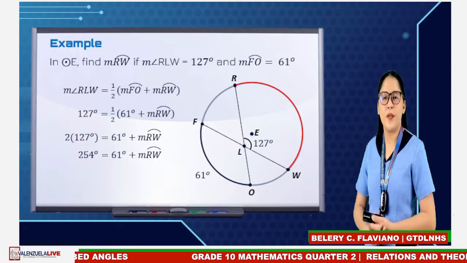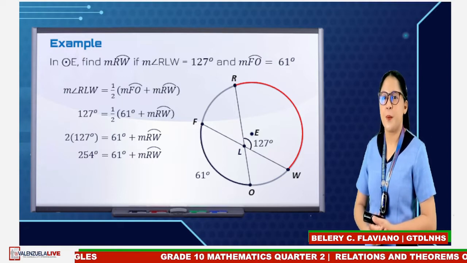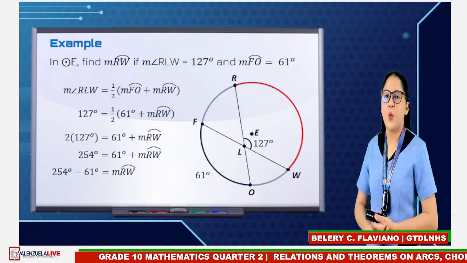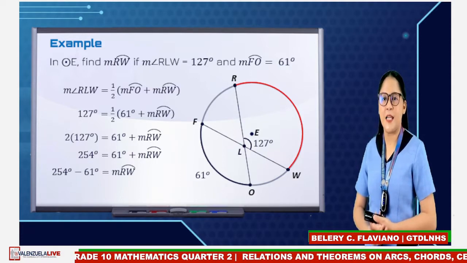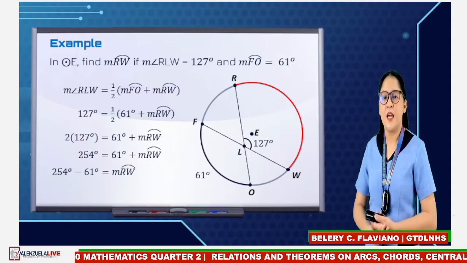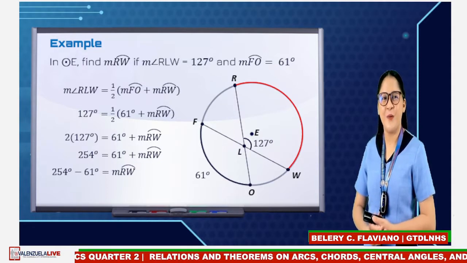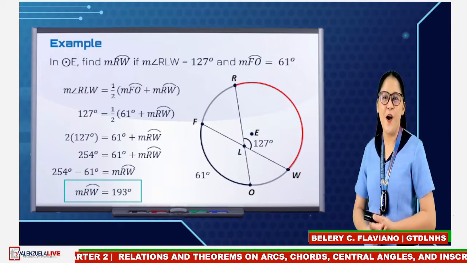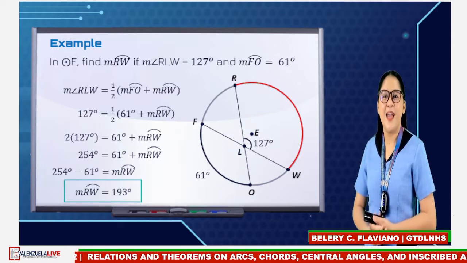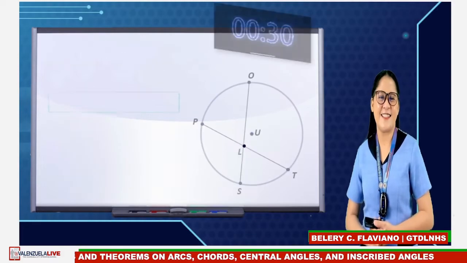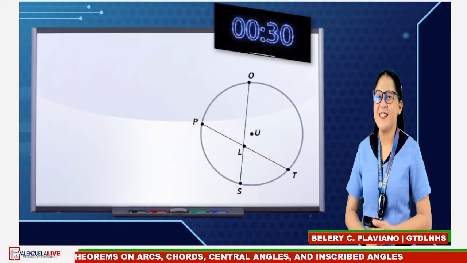Next, we are going to apply the subtraction property of equality. So we have 254 degrees minus 61 degrees equals the measure of arc RW. Therefore, the measure of arc RW is equal to 193 degrees. Okay, now it's your turn.